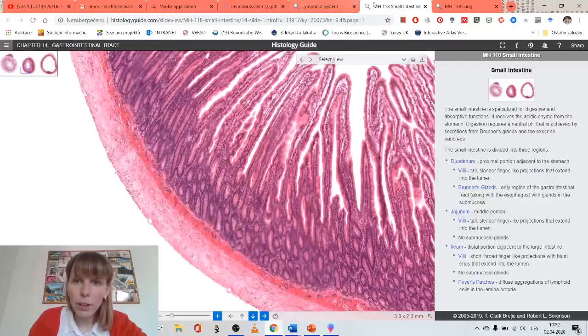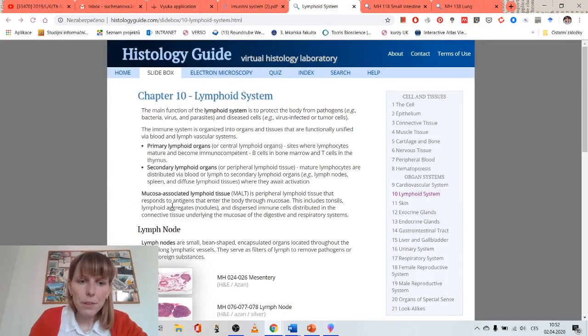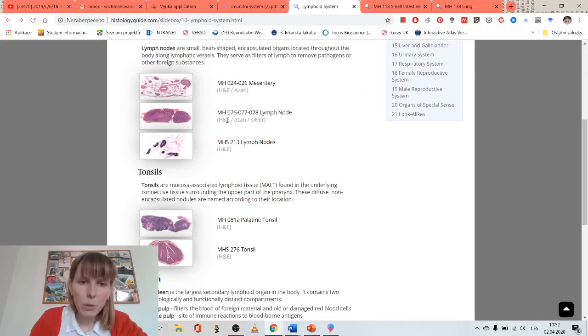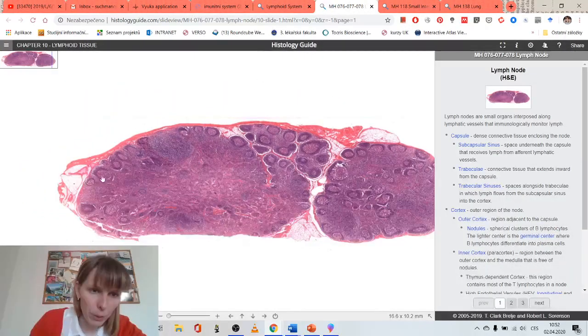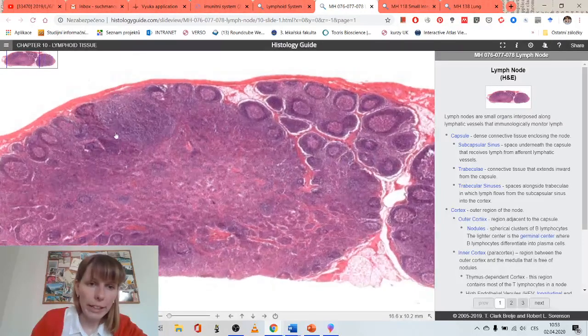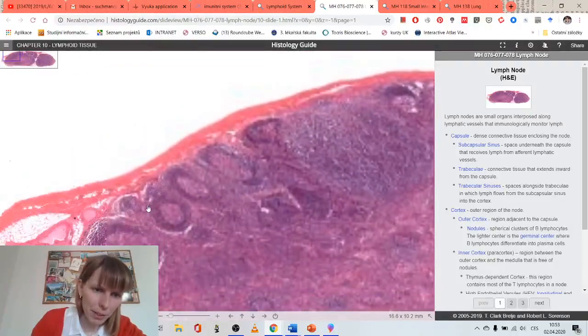And so, lymphoid system, and we want a lymph node here. So this would be an example of a lymph node, and you see these big round structures here. So these are the lymphatic follicles. So this will be the cortex. Here you don't see any follicles, so this will be the paracortex. And here in the middle we will have the medulla. So let's zoom in, for example, somewhere here.